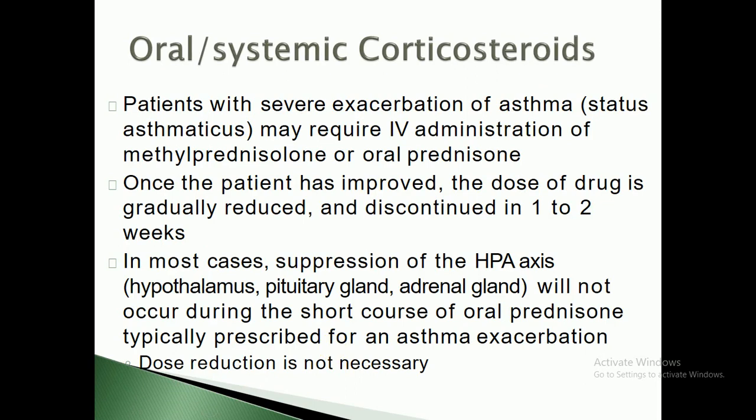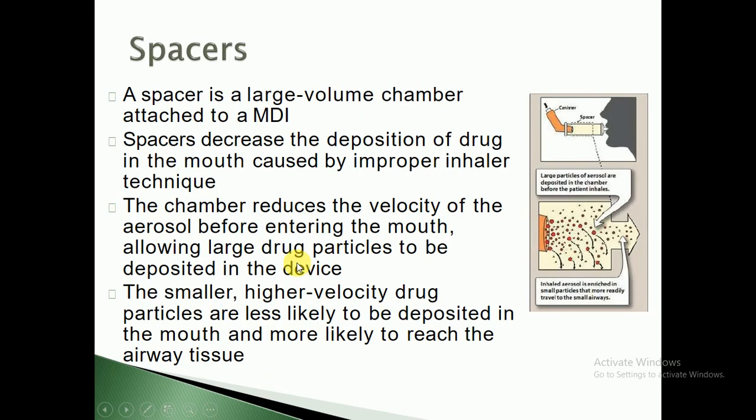Now let's come to the oral and systemic corticosteroids. Patients with severe exacerbation of asthma, status asthmaticus, may require intravenous administration of methylprednisolone or oral prednisone. Once the patient has improved, the dose of the drug is gradually reduced and discontinued in 1 to 2 weeks. In most cases, suppression of the HPA axis, hypothalamus, pituitary gland and adrenal gland, will not occur during the short course of oral prednisone typically prescribed for asthma exacerbations. Dose reduction is not necessary, especially with oral and systemic corticosteroids.